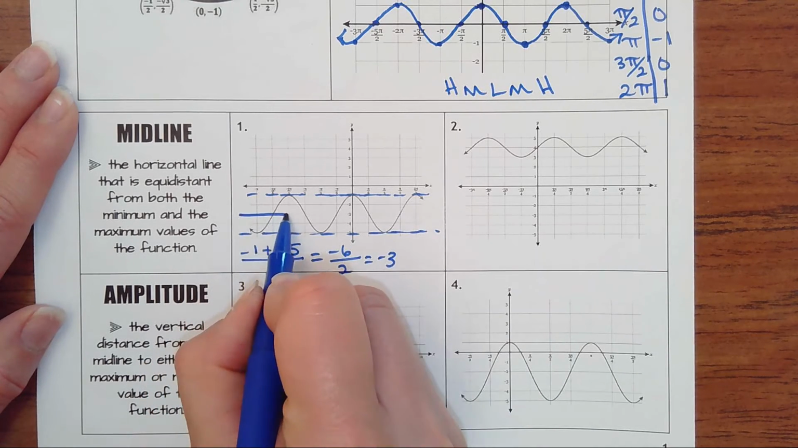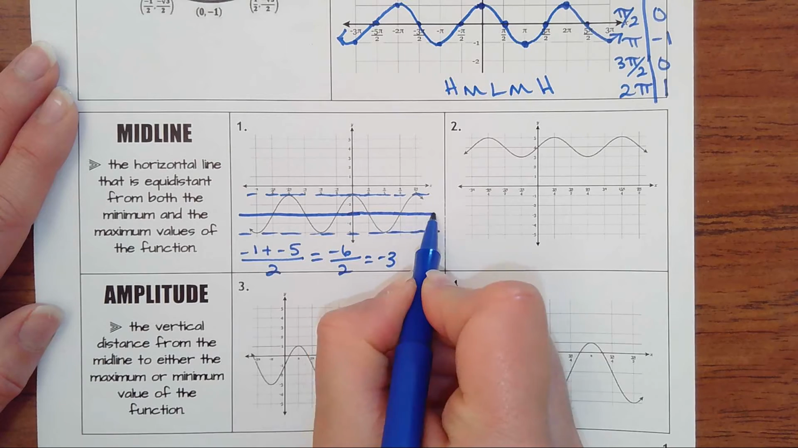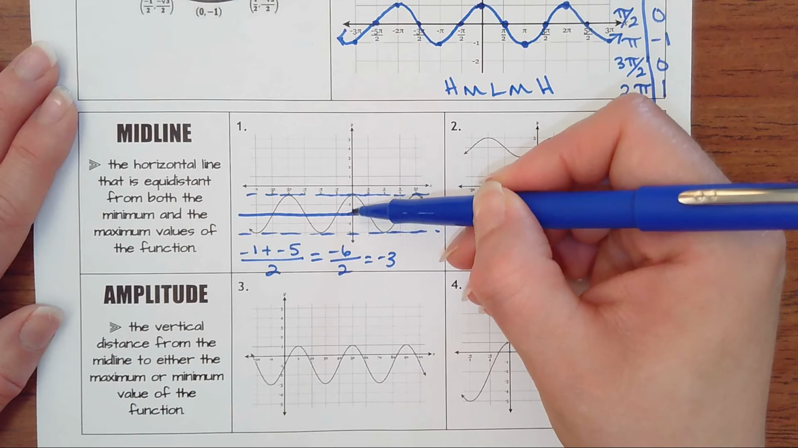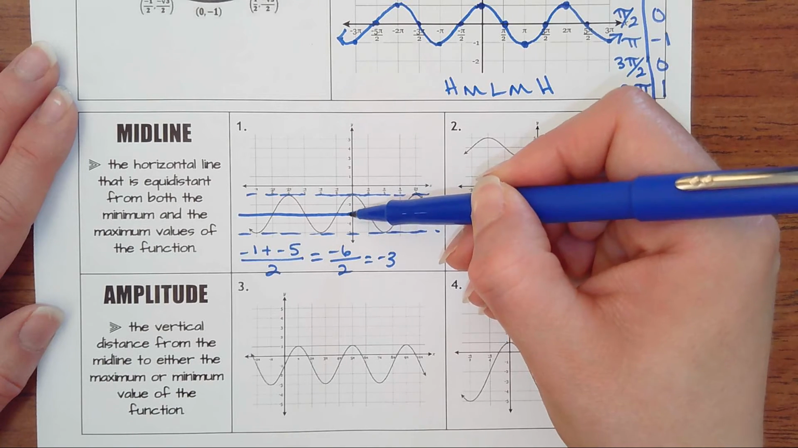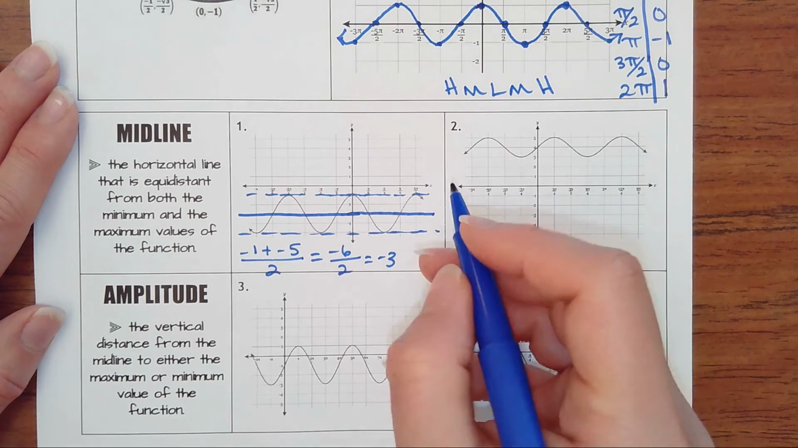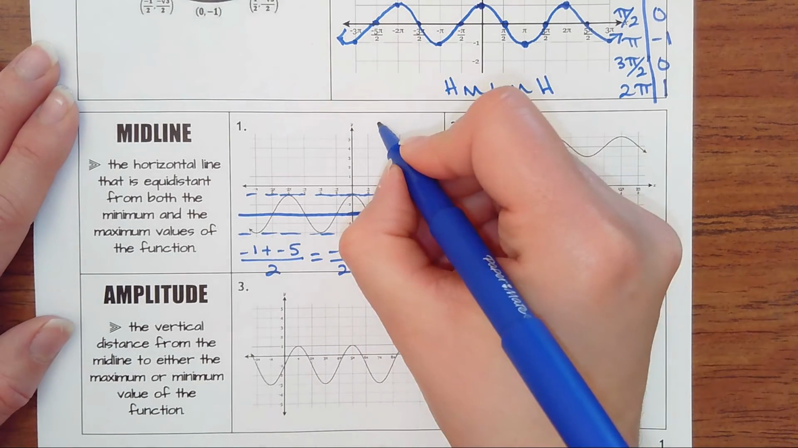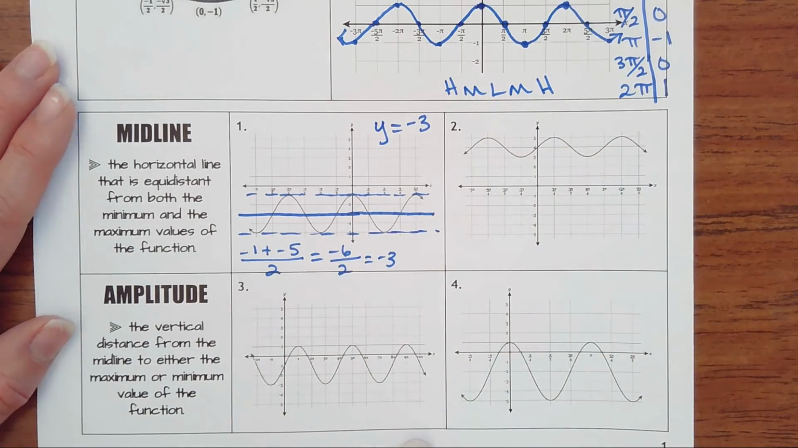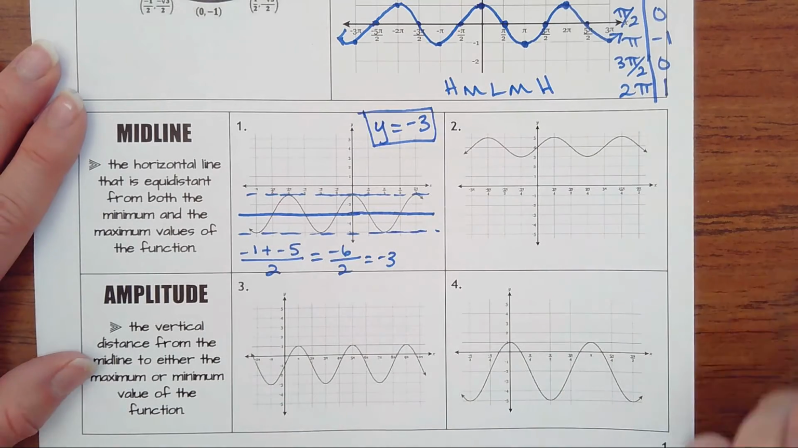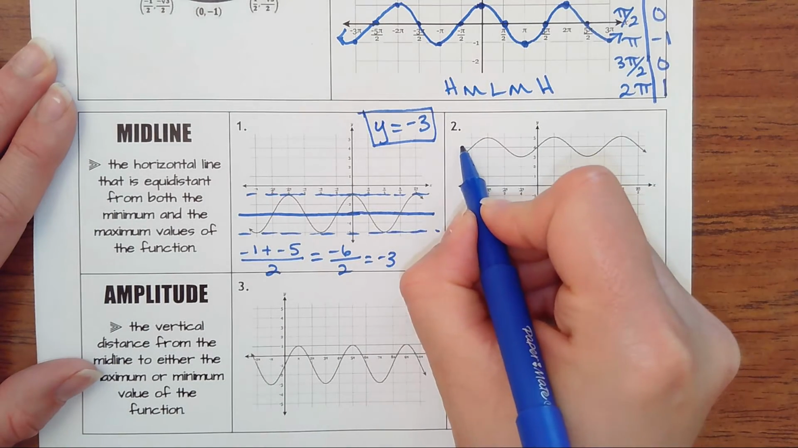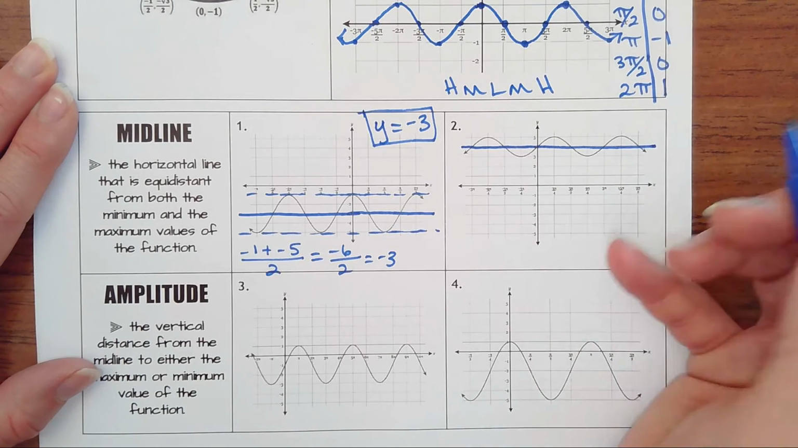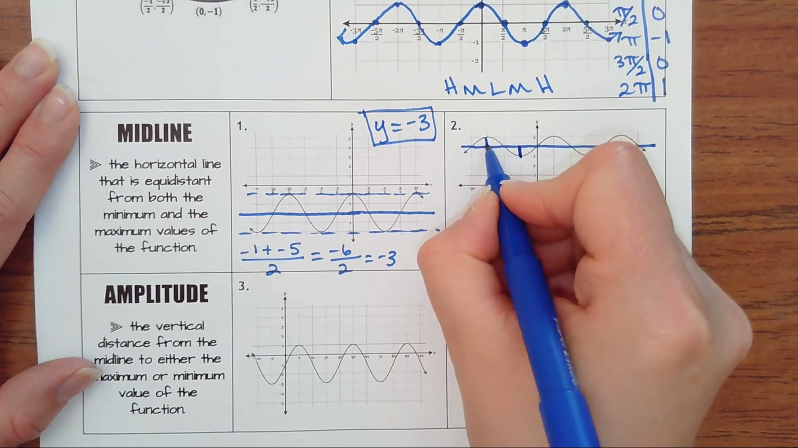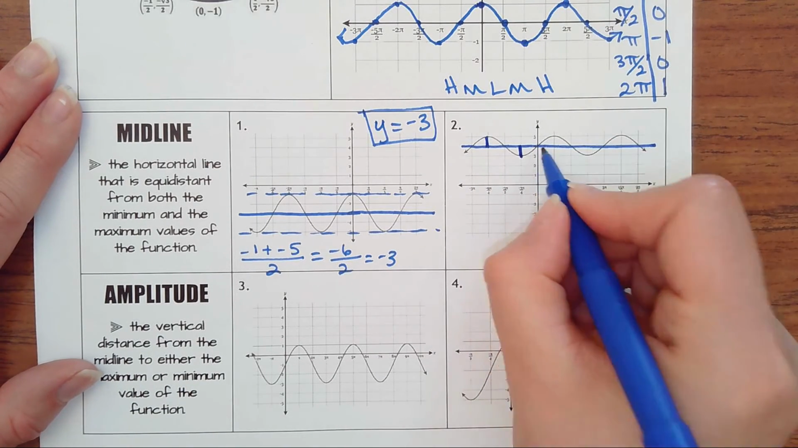So if I draw a line horizontal through -3, that is the middle. The maximum is the same distance, 2 away, and the minimum is 2 away. But I can't just write that number. This is a horizontal line which cuts through the y-axis, so we put y equals -3. Okay, number 2, you can really kind of eyeball it and just see, oh, the middle's right here. Because I'm 1 away from the midline to the minimum, and I'm 1 away from the midline to the maximum. And so that is at y equals 4.